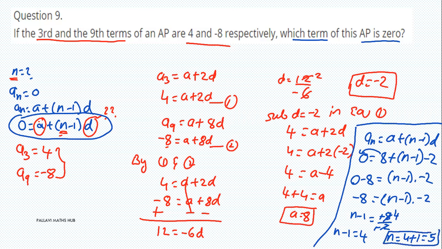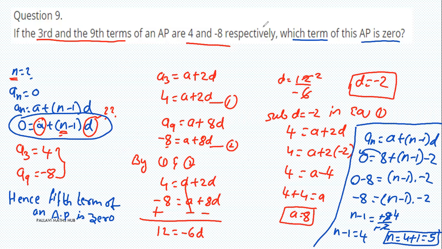So the value of N is equal to how much? 5. What is the question? Which term of the AP is 0? Yes, fifth term. Write it in words: fifth term of an AP is 0. I hope all of you understood this. Using the equations A3 and A9, find out the value of A and D, then substitute into the formula and you will get the value of N. Very simple question.